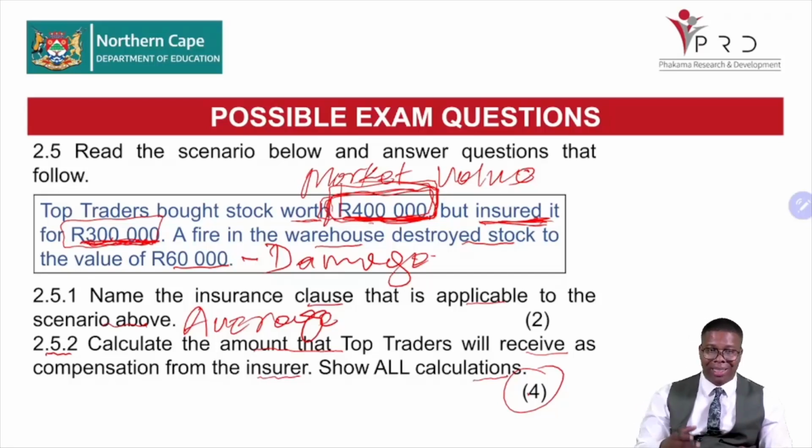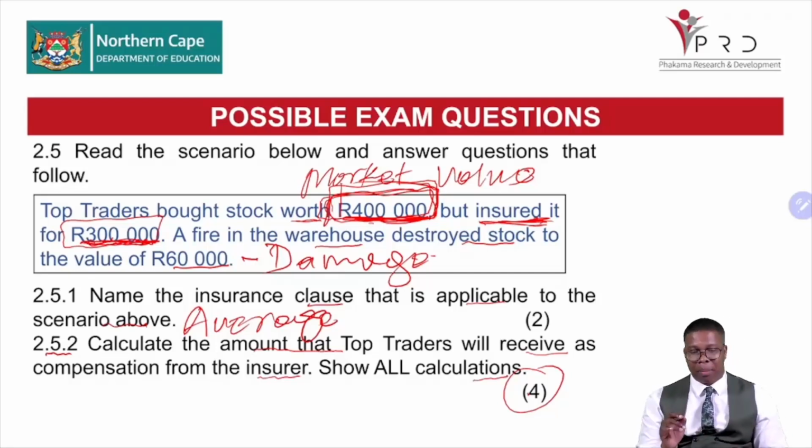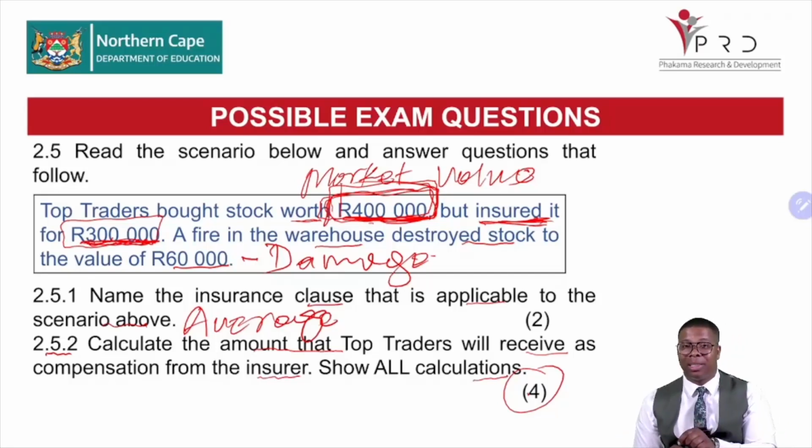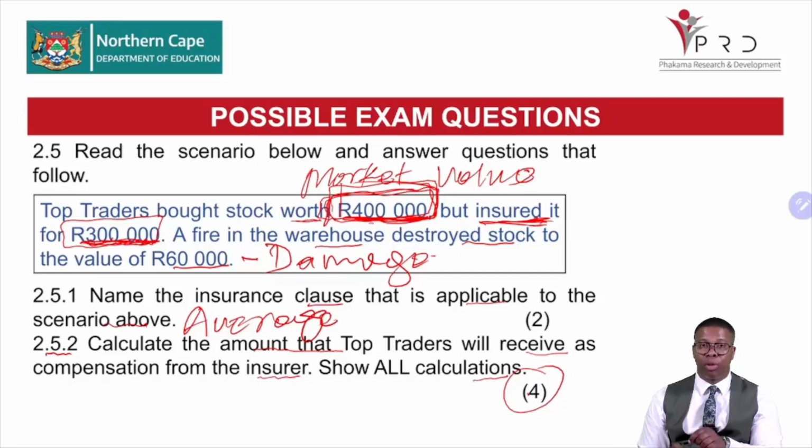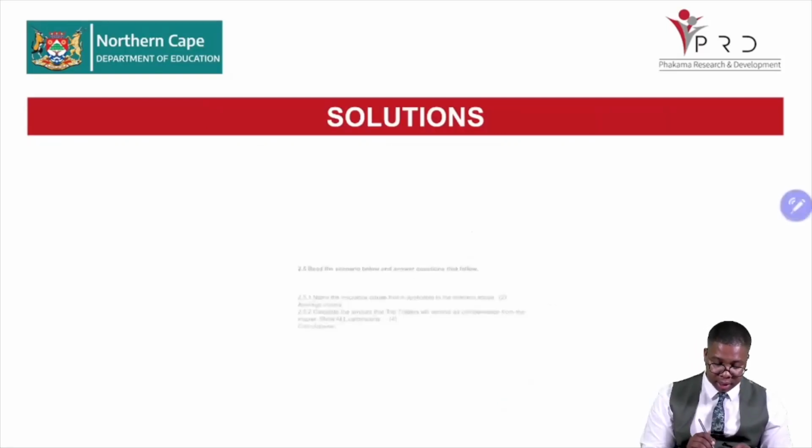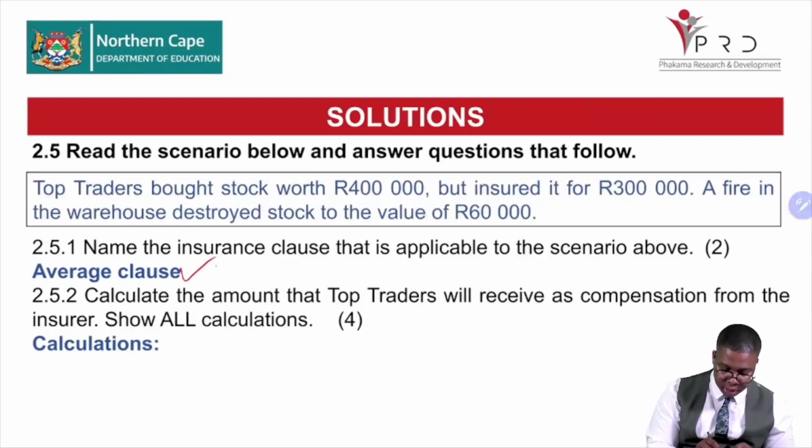So which clause does the company apply as the insurance company? The insurance company would apply a clause we call the average clause, because they need to calculate the average in proportion to how much Top Trader as a company will receive. So the answer is average clause.